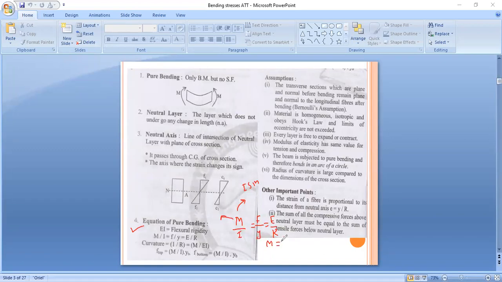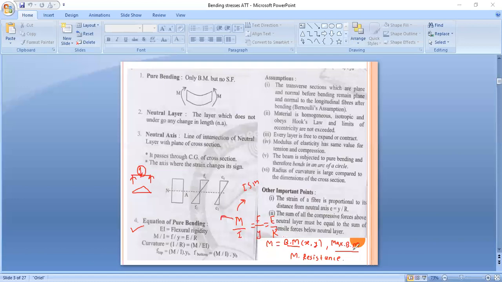So M is nothing but bending moment, at x-axis or at y-axis. This is the first meaning. The second meaning is maximum bending moment. And the third meaning is moment of resistance. Now I will explain bending moment. Suppose this is our simply supported beam and this is our point load. Due to this point load, some moment occurs here, and this is called bending moment.